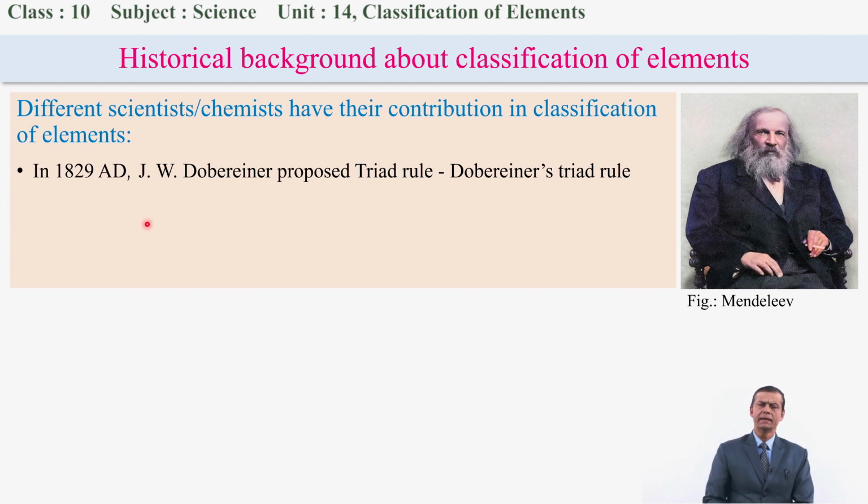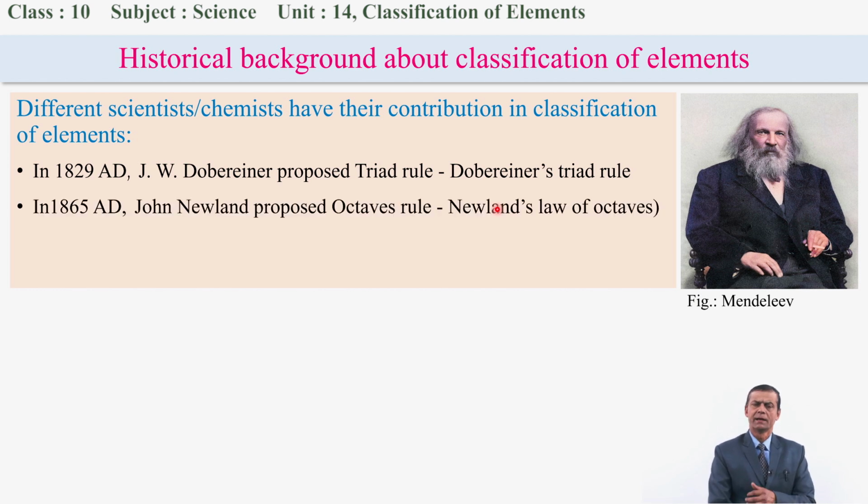In 1829 AD, I.W. Dobereiner proposed the triad rule, that is called Dobereiner's triad rule. We don't go into detail about what Dobereiner's triad rule is. You can search the internet and study it in detail. You will study about this in higher classes.